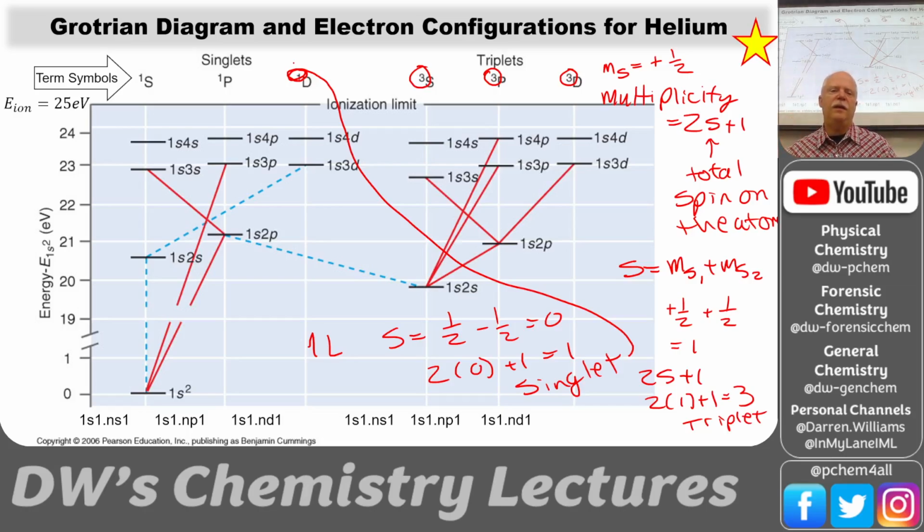An easy way to think about this is that multiplicity is just the number of unpaired electrons plus 1. So if a singlet has 0 unpaired electrons, you just add 1 to it, you get a singlet. If you have 2 unpaired electrons, add 1 to that and you get a triplet. What if you had just 1 unpaired electron? Add 1 to that, you get a doublet.